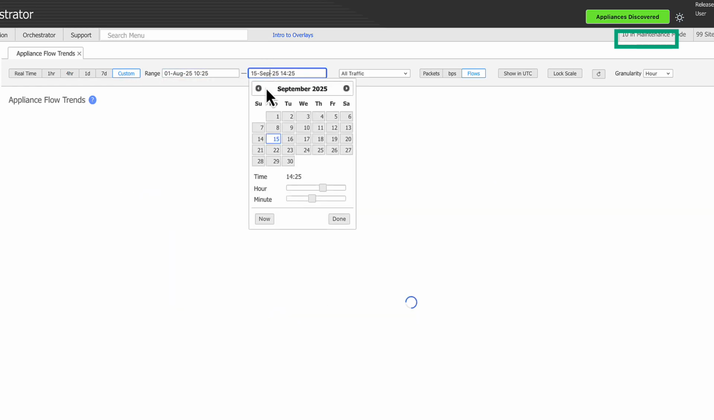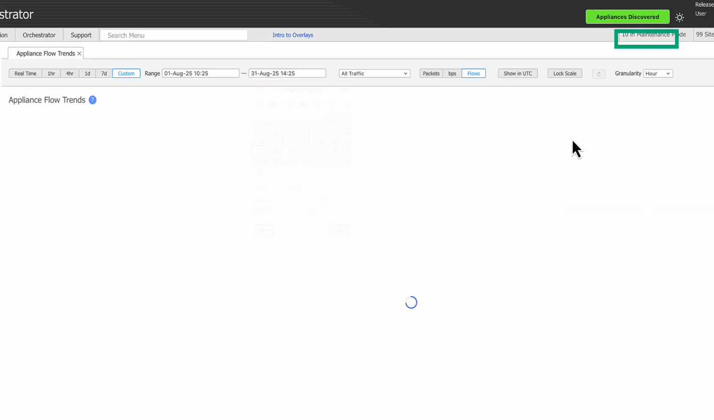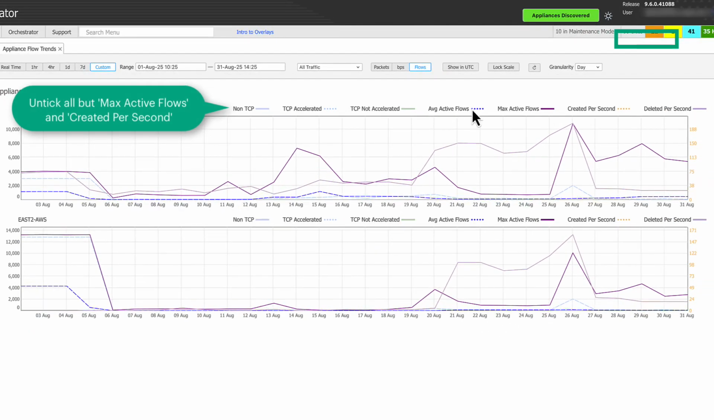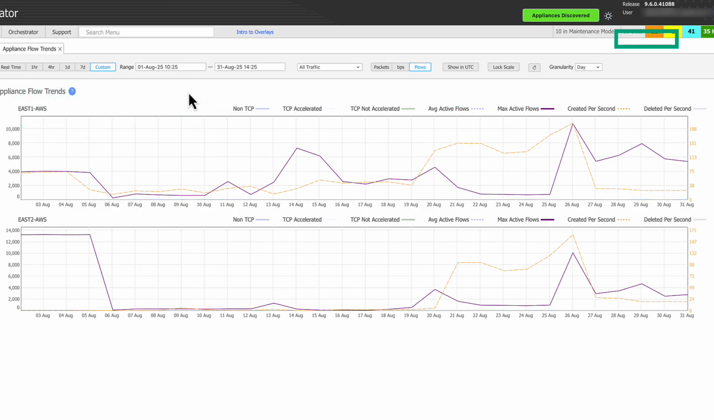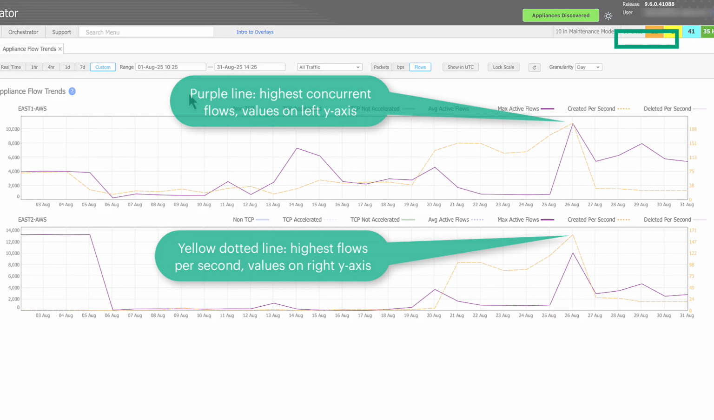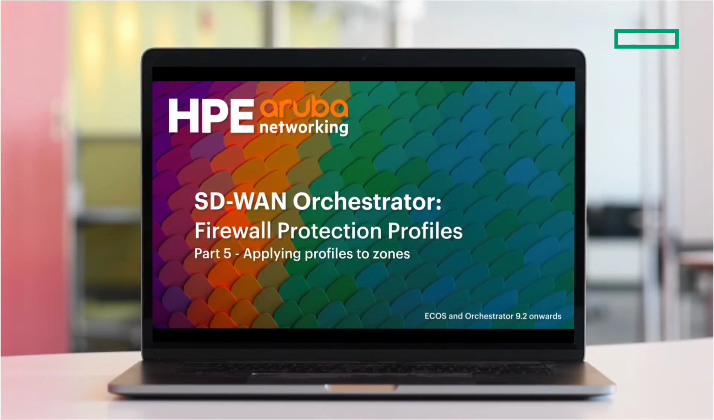Set data granularity to Daily. This will give you a smooth graph representing the baseline, including normal spikes in usage. Take care to avoid running this report during a time period you know may have had unusual traffic, as it may skew the results from your usual baseline. This information may help you when considering what min and max value thresholds to set for a custom concurrent flows metric. Next up, we'll look at how to apply the profiles to zones.